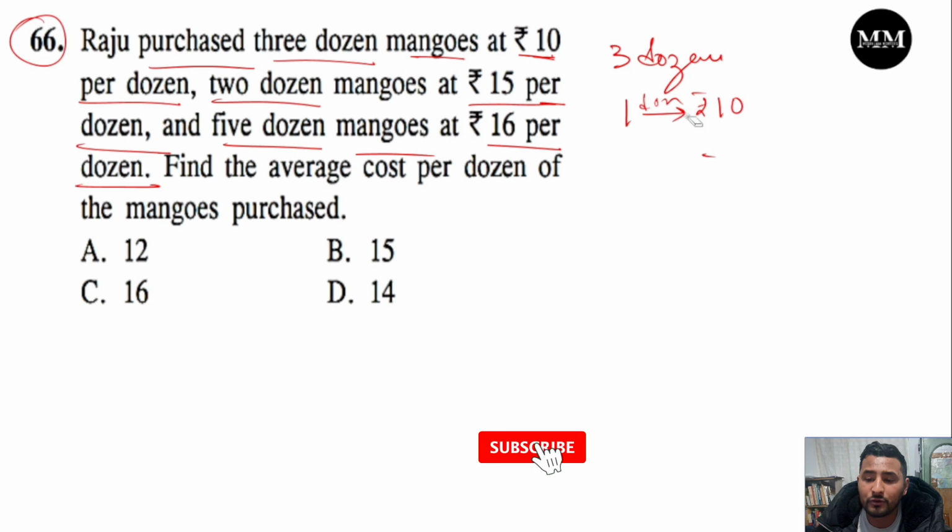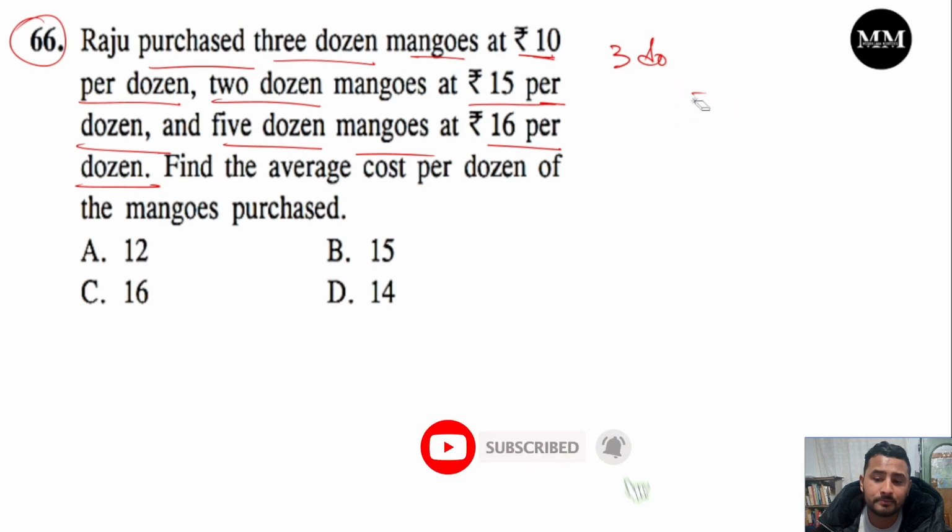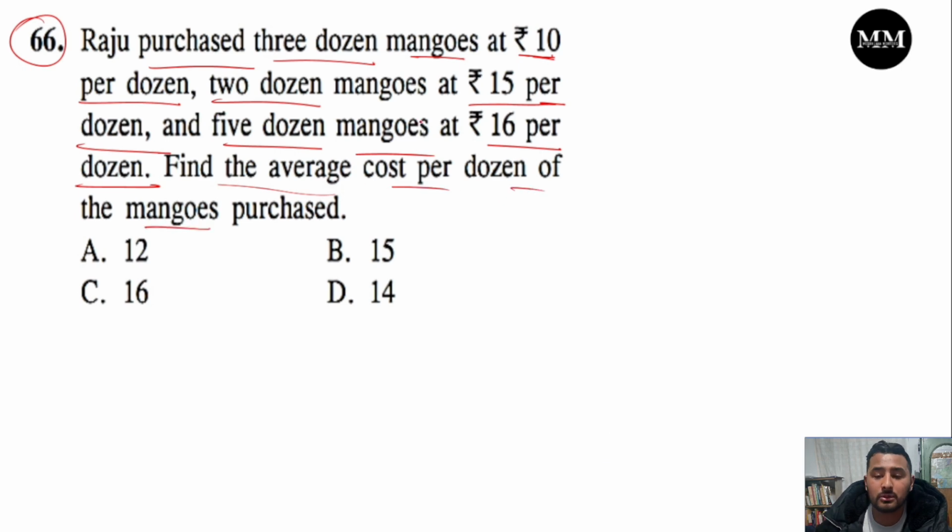Okay, so what we have to find in the last is the average. Again, average we have to find, cost per dozen of the mangoes purchased. So let's do this way. Okay, Raju purchased, first of all he purchased how much? 3 dozen. So 3 dozen mangoes at rupees 10. So per dozen is 10. So 3 dozen will be how much? 3 into 10, that will be 30 rupees.